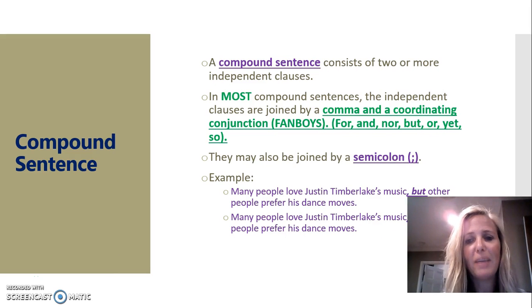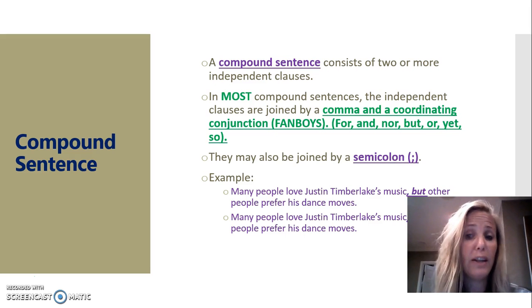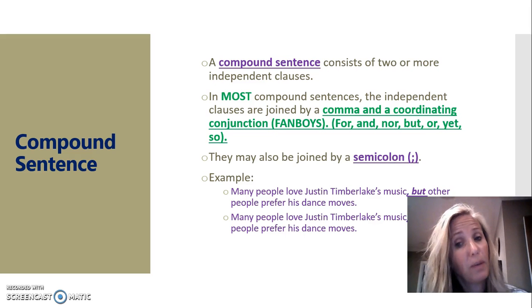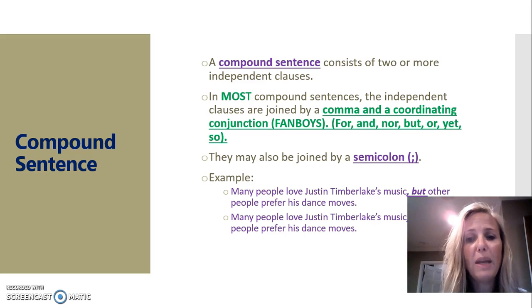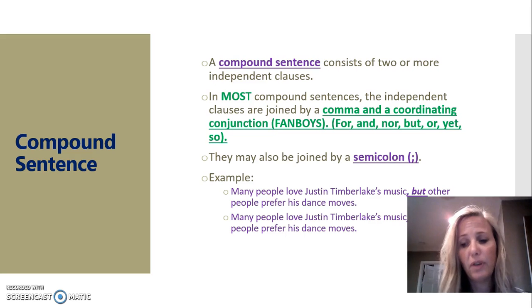Okay, here's some examples. You don't have to put the examples down. Many people love Justin Timberlake's music. Now notice the comma and the coordinating conjunction, but other people prefer his dance moves. Some like me like both. Or you could put, many people love Justin Timberlake's music, semicolon, other people prefer his dance moves. So there you go.